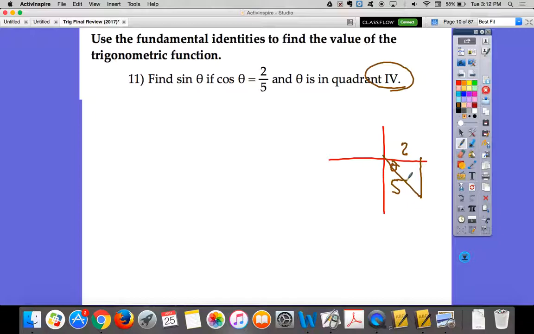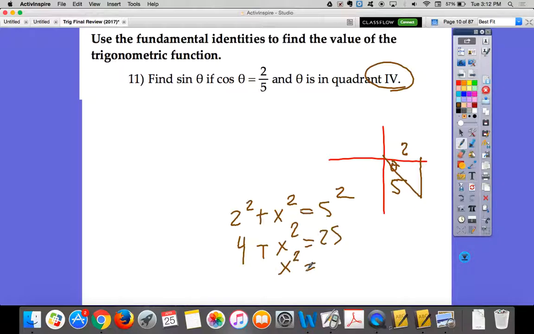So we've got to come over here and do the Pythagorean theorem to find the missing side. So 2 squared plus x squared equals 5 squared. So 4 plus x squared equals 25. x squared equals 21. Take the square root. We got the square root of 21. There's nothing you can do with that. It is going down, so please do not forget to put the negative on it.